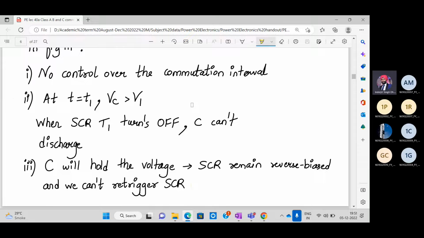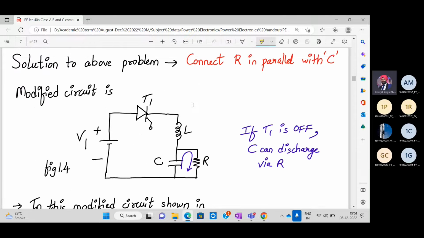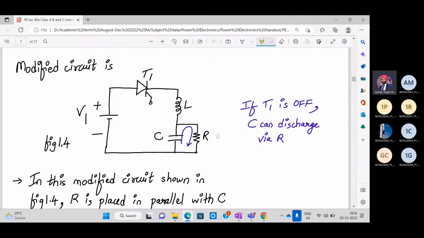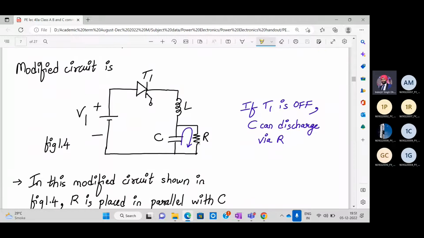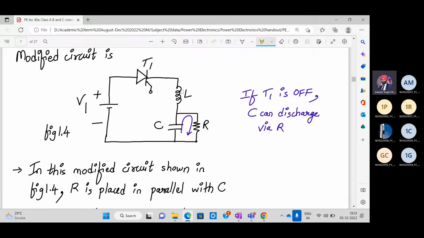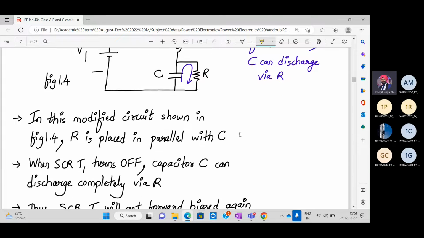Yes, sir. Okay. So the solution to the above problem is to connect R in parallel with C. So now if T1 is off, the capacitor can discharge through the resistor. Same circuit, but the only thing is R is connected in parallel with C. So now even if T1 is off, the capacitor has a discharge path. That means you can re-trigger the SCR if this happens.